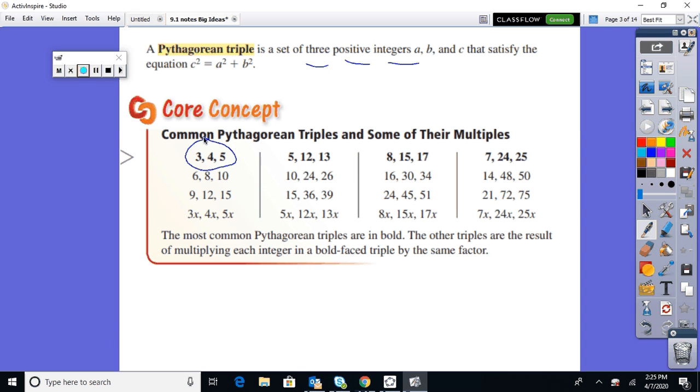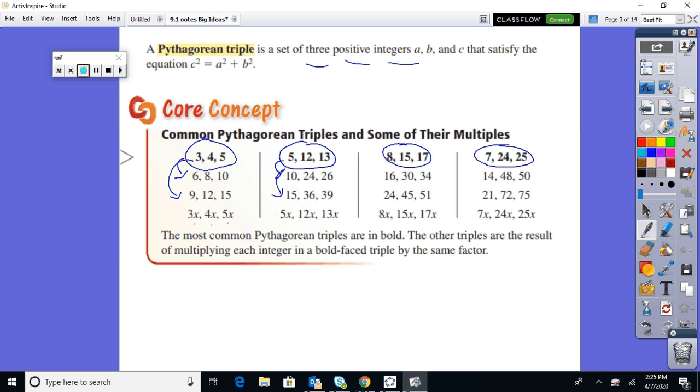Now the cool thing is, any multiples, if you double all of them, 6, 8, 10 works. If you triple all of them, 9, 12, 15 works. And any value of x that you would multiply by each of those numbers is going to work for you. Or the second most common one, 5, 12, 13. And again, any multiples of those are going to work as well. And you have a couple extra ones here that are popular, 8, 15, 17, and 7, 24, 25.